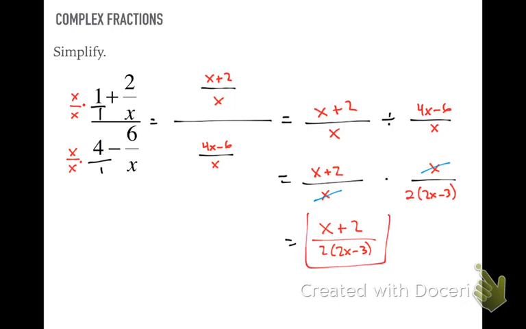So the big picture when simplifying a complex fraction: get to this stage using common denominators, treat that as a division problem, which then becomes a multiplication problem, and simplify accordingly.